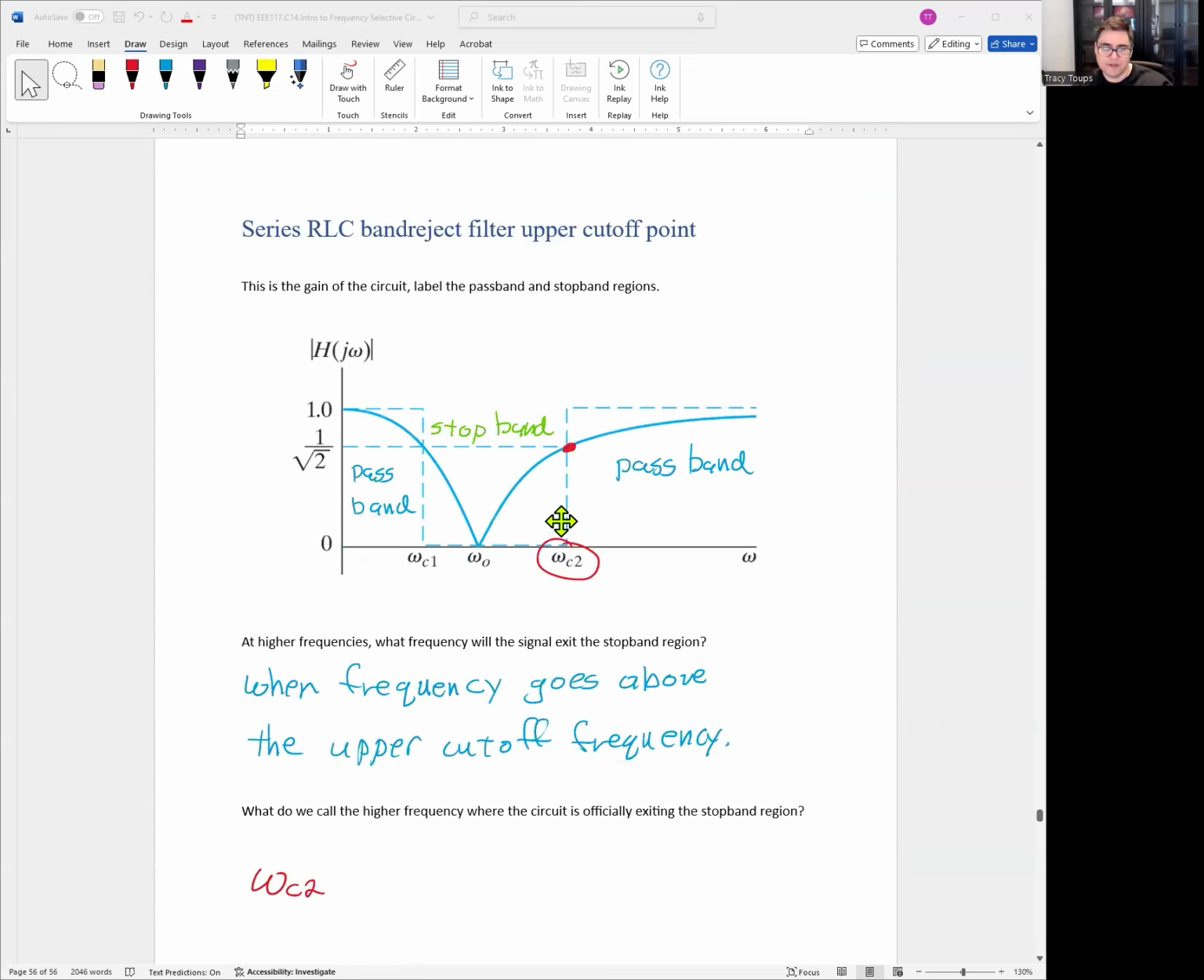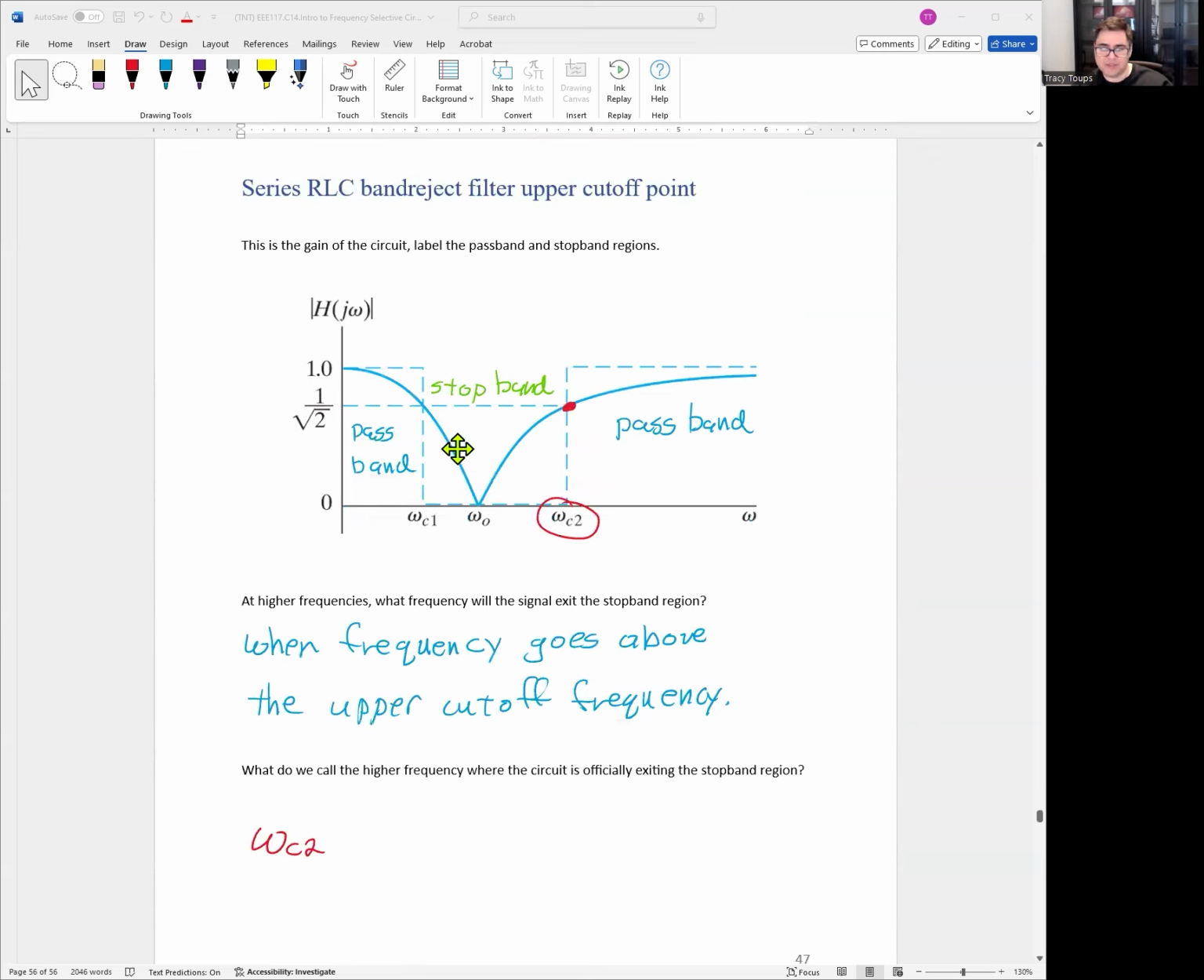As we go through the stop band region, notice the gain will eventually go to 0. And this point right here is our resonant point. This is where the inductor and capacitor fully cancel out. So you short the output. That's why it's 0 volts, and the gain is 0. And then the gain will increase up to 1 over square root 2 as we get away from the resonant point. As the frequency gets higher, the inductor impedance gets bigger, and then our gain starts building.